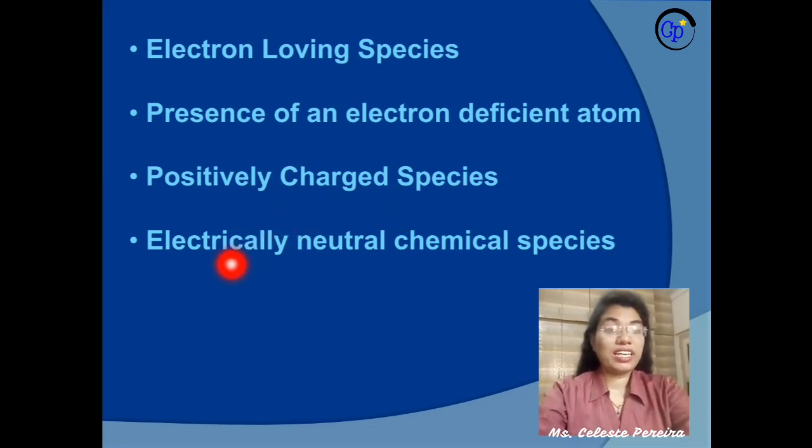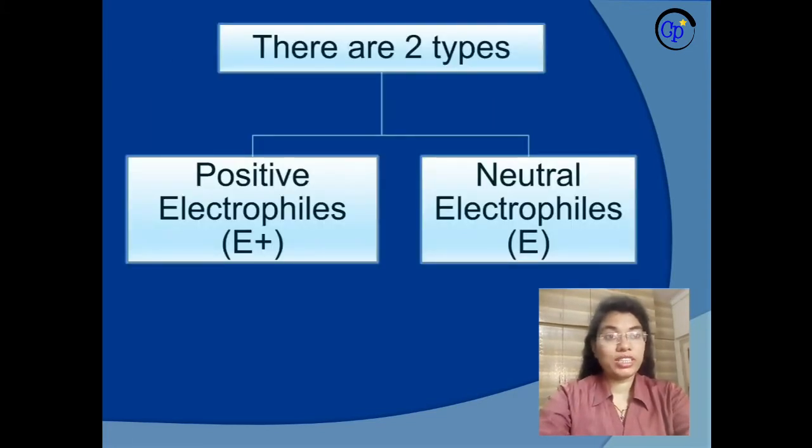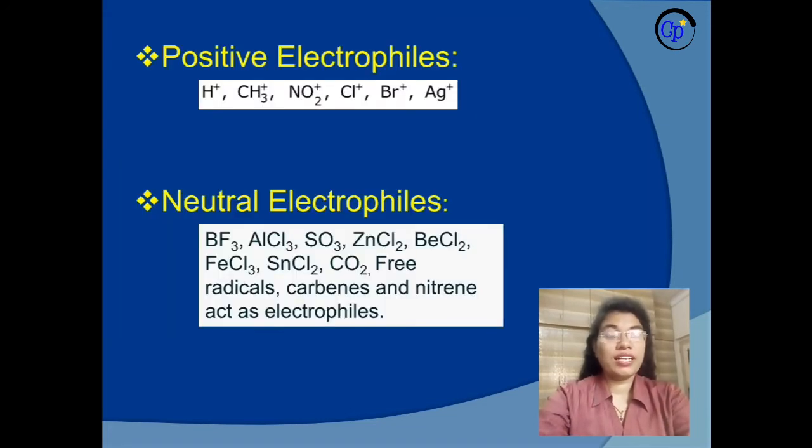Last point, they are electrically neutral chemical species. They may be neutral, that is, they may not have any charge, but still they are electron deficient. That is why they are called electrophiles. There are two types. One is the positive electrophile, another is the neutral electrophile. Let's learn about each one of these.